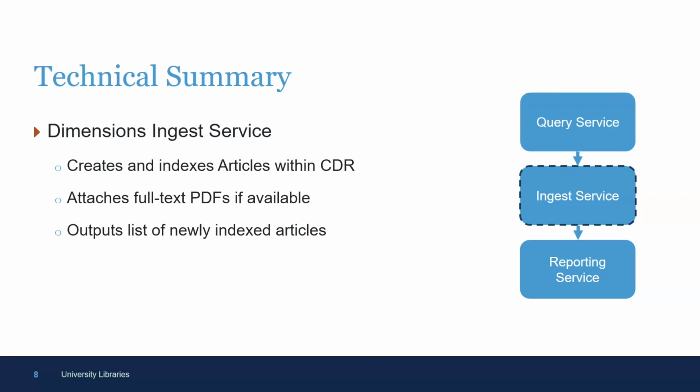And next up is the Dimensions ingest service, which takes the metadata from the previous step and creates new articles in the CDR. Since CDR article metadata does not map one-to-one with Dimensions, we had to use custom mappings to make sure that the process went smoothly. And if a full text PDF link is available, it's extracted and attached to the new article within the CDR. At the end of this step, new articles are compiled into a list for the next stage of the process.